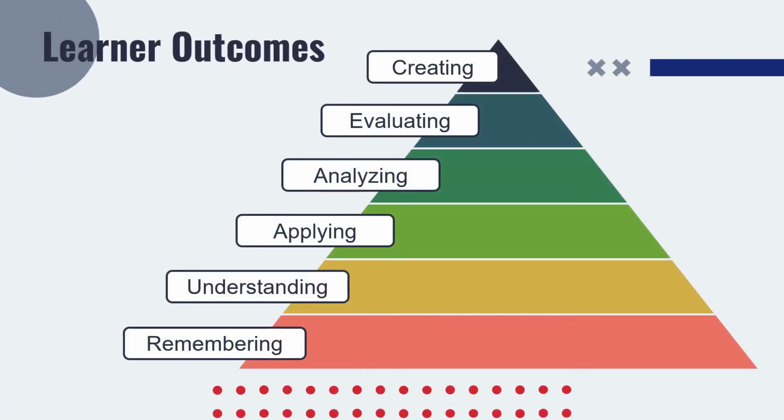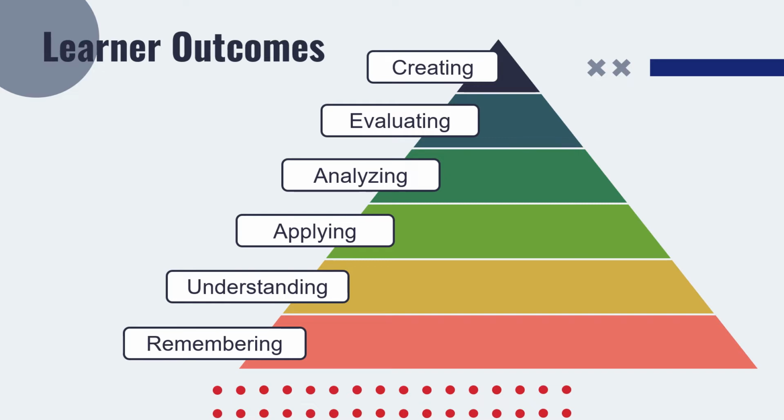A great way to choose action words for your learner outcomes is to reference Bloom's taxonomy. This model classifies educational objectives into levels of complexity and specificity. You can easily find lists of these action words on the TSHA Call for Papers portal or by Googling Bloom's taxonomy. Let's look at how it's organized.